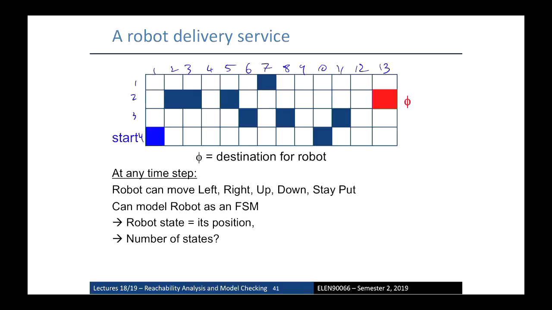The robot can move left, right, up, down, stay put, so it's just rows and columns it can move, or it can wait in a particular square for an indeterminate amount of time. Okay? Time is not mentioned in here. So we can consider the robot state its position. Immediately you could think, well, it's a grid, it's 13 by 4, you have 52 possible states it could be in.